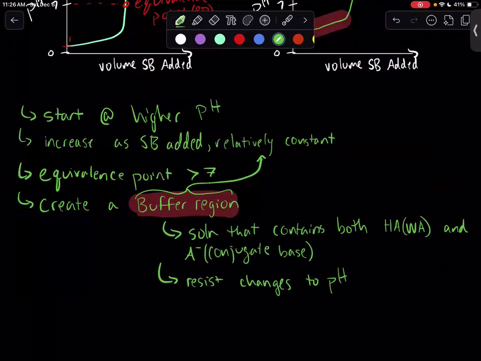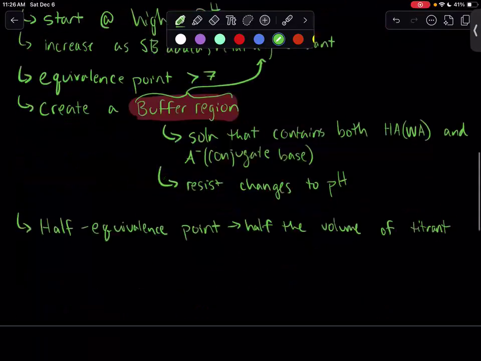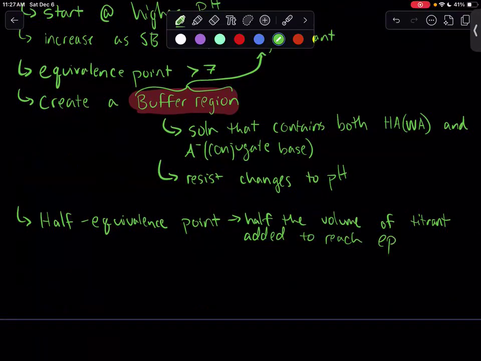So in addition to this, we also now have a new point. We create what's called the half equivalence point. The half equivalence point is half the volume of titrant added to reach the actual true equivalence point.